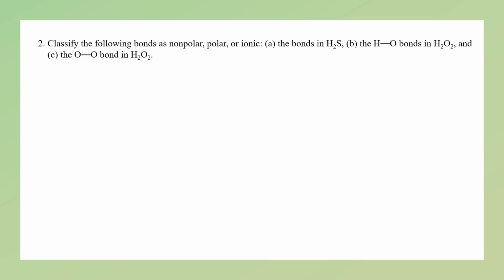Question number 2. Classify the following bonds as polar, non-polar or ionic. There are two molecules given here. First one is hydrogen sulfide, H2S. Second one is H2O2, hydrogen peroxide. These are the molecular structures of H2S and H2O2.